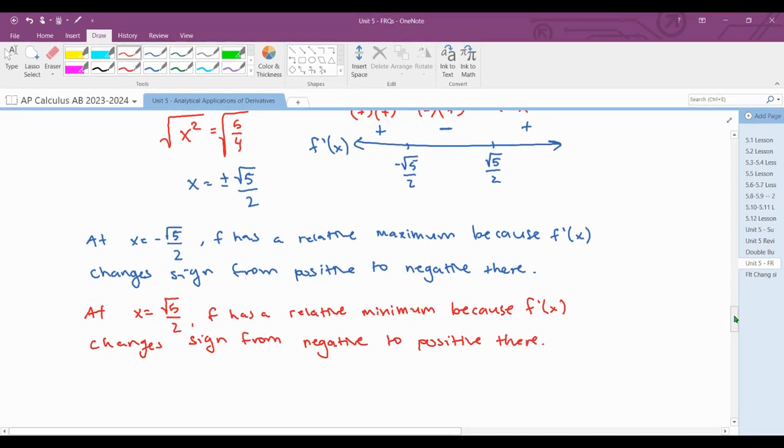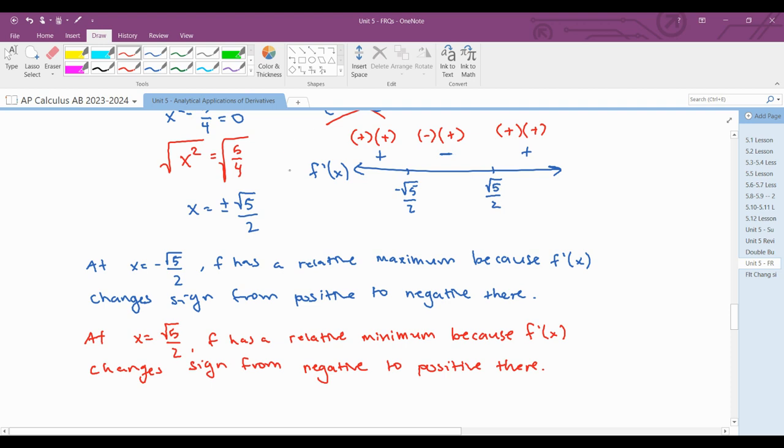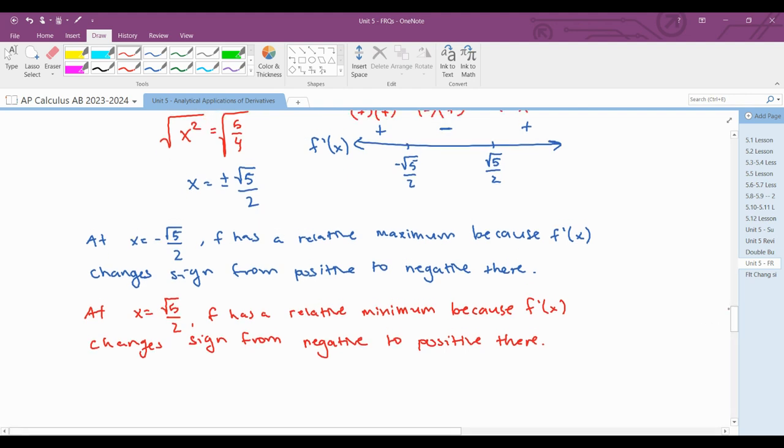And that's good enough explanation there. Unfortunately, the sign chart isn't going to be justification because it's not very, I guess, mathematical or formal. So you do have to write out because f prime of x changes sign from negative to positive or positive to negative. All right, so that's part A there.